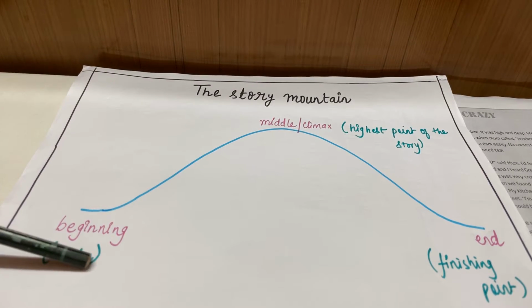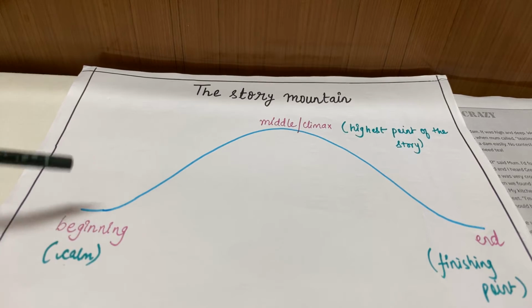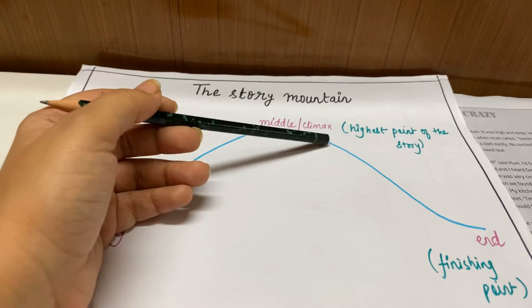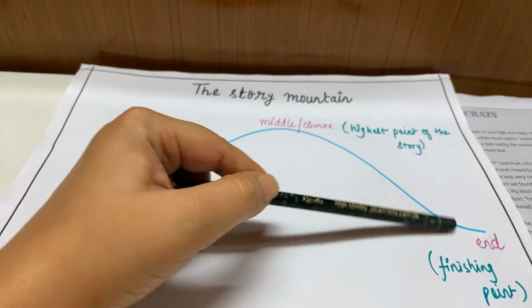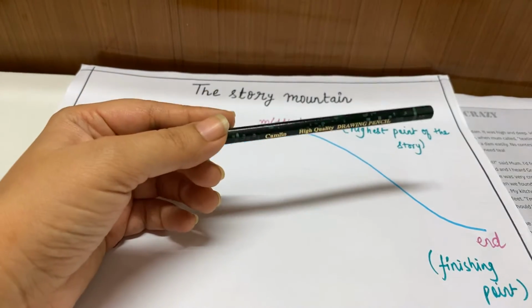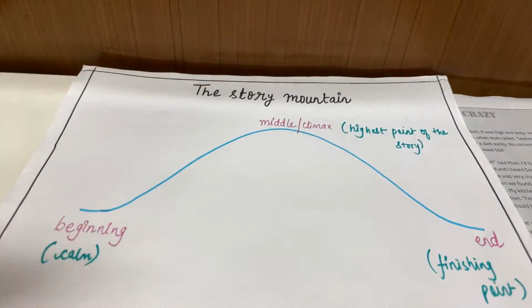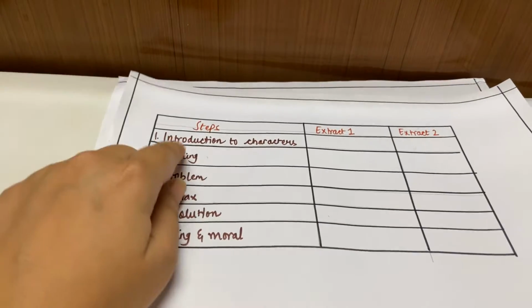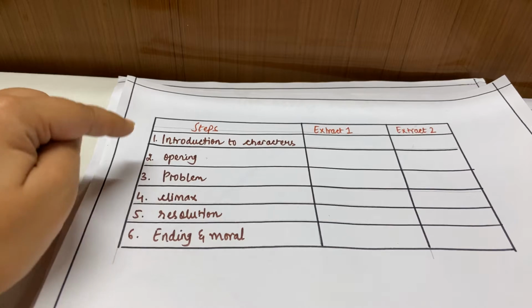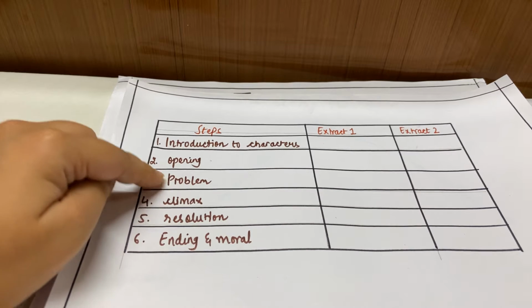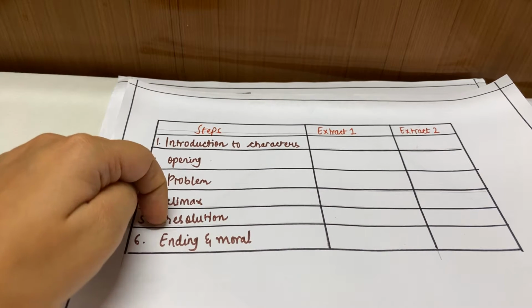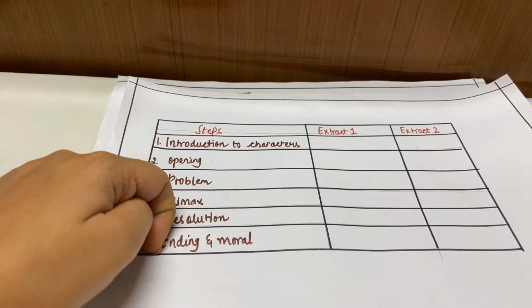So a beginning is most of the time really calm, and then come the middle or the climax of the story, that is the highest point of the story, and then it comes to an ending, sometimes good, sometimes bad, with a moral of the story. Okay, children. So now the Story Mountain has got these 6 steps. First, it talks about the introduction to characters, then the opening of the story, then the problem of the story, then climax, then resolution, and then ending and moral.